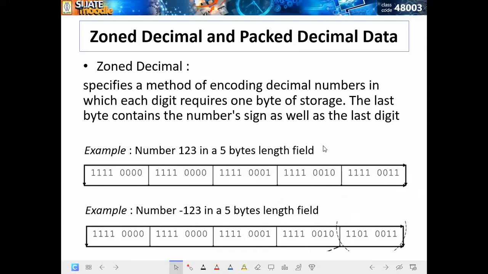Zone decimal and packed decimal data. Right, there are two types of other formats, right? You can represent this BCD, binary coded decimal, by using two standards. One is zone decimal and the other one is packed decimal. Then we will see one by one. First one is zone decimal. It specifies a method of encoding decimal numbers in which each digit requires 1 byte of storage. Each digit requires 1 byte of storage.